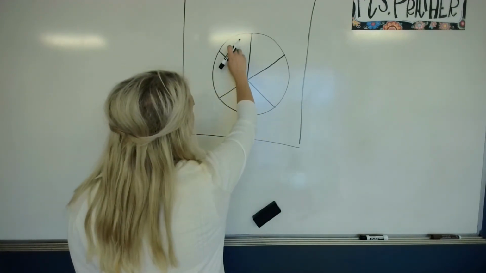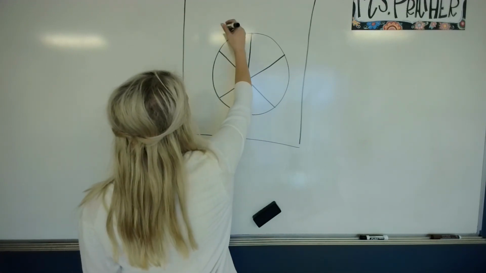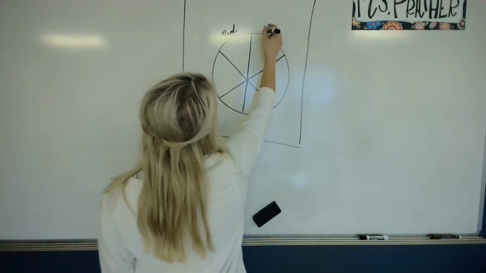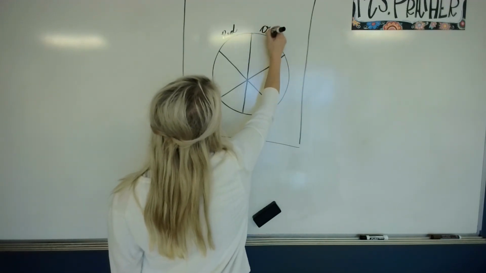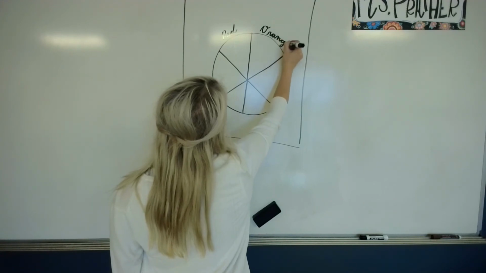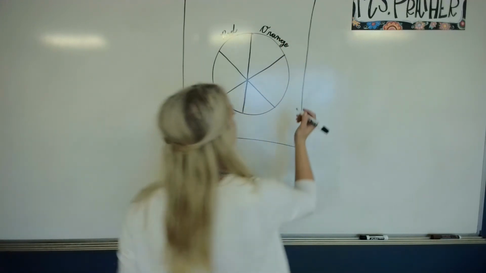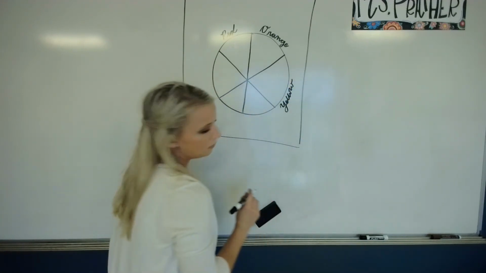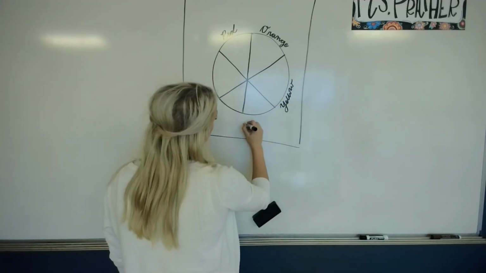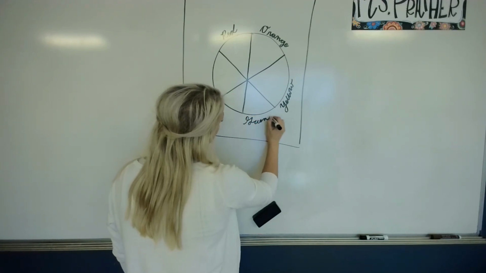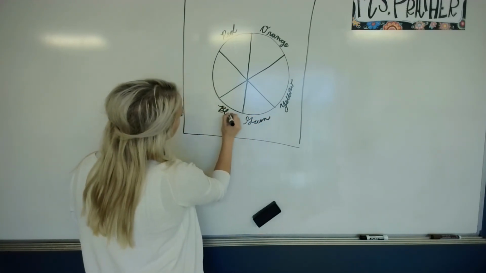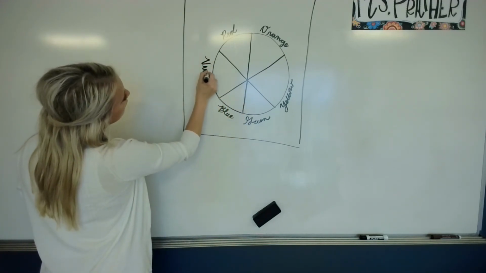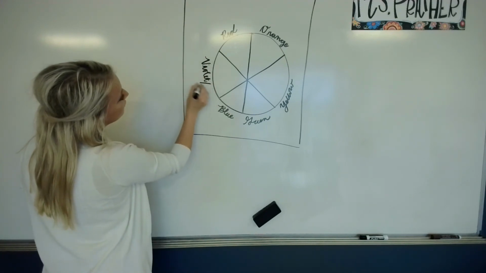On the top left one, you're going to label that red. Next to that, you're going to label it orange. Next to this, you're going to label it yellow. Who can guess? Green, blue, and then violet or purple.